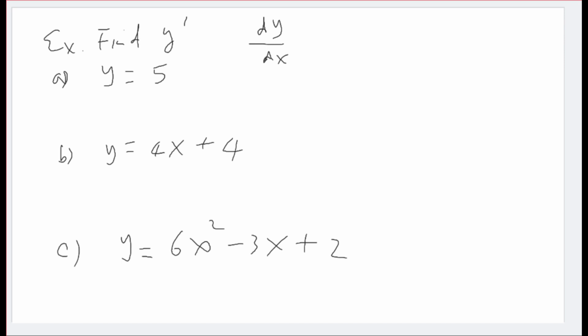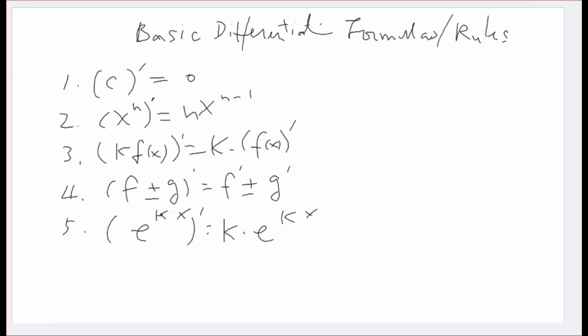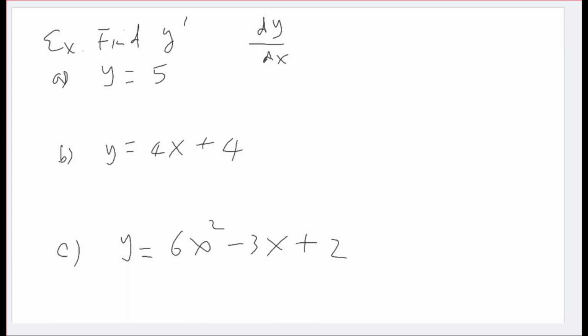All right. Okay, so the first example, my function is y equal to 5. Y equal to 5, well, it's a constant function, right? So we're going to use this formula. The first formula says if you differentiate a constant, you get 0. So y prime is 0 in this case, just y prime equal to 0.